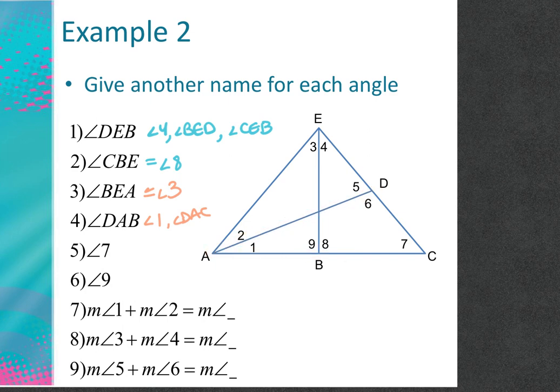Angle 7 is this angle here. Because it only has one angle sharing that vertex, you could actually just call it angle C. You could also call it angle ECA or angle ECB or angle ACE or angle BCE. Any of those would work. Next up is angle 9. Angle 9 could also be angle ABE or EBA.